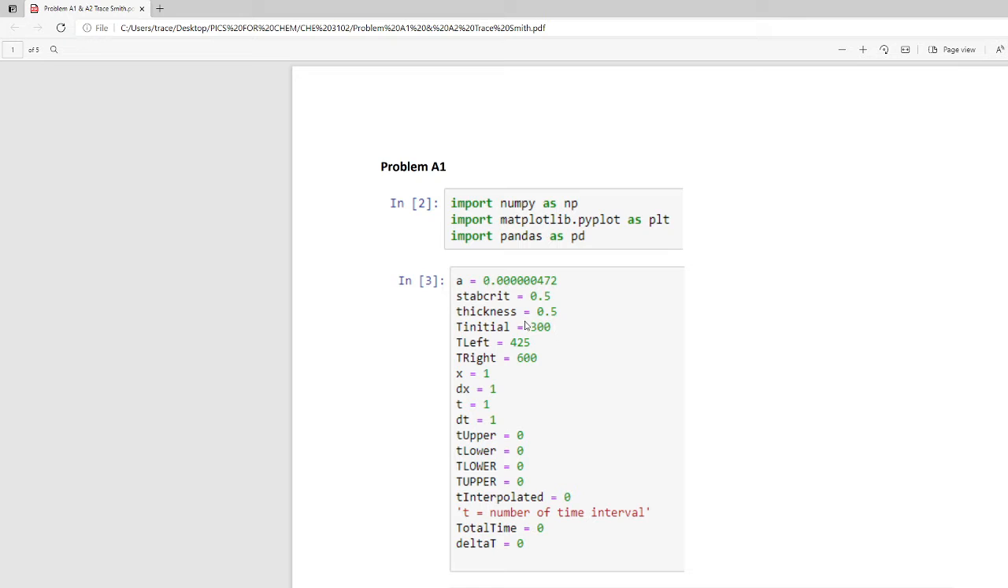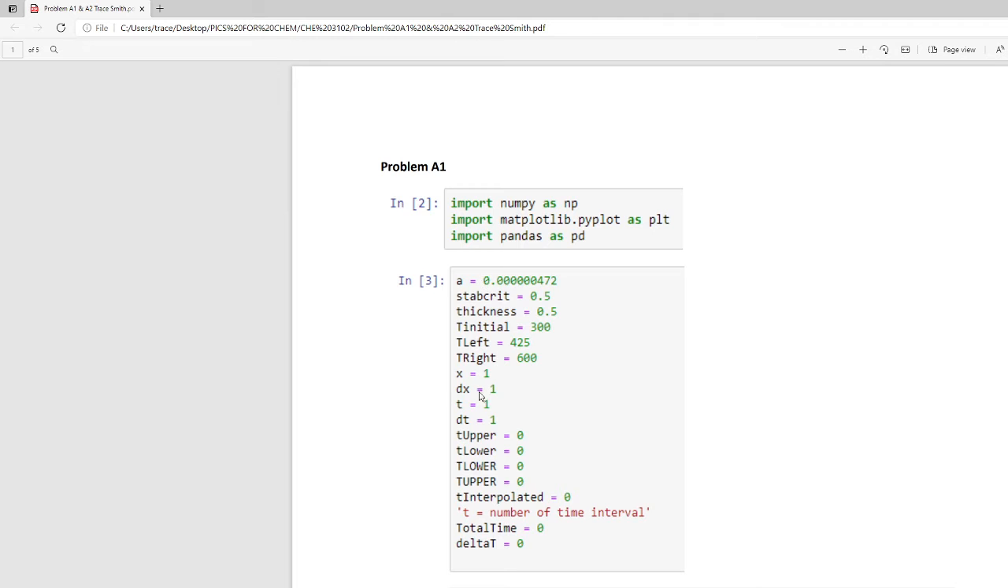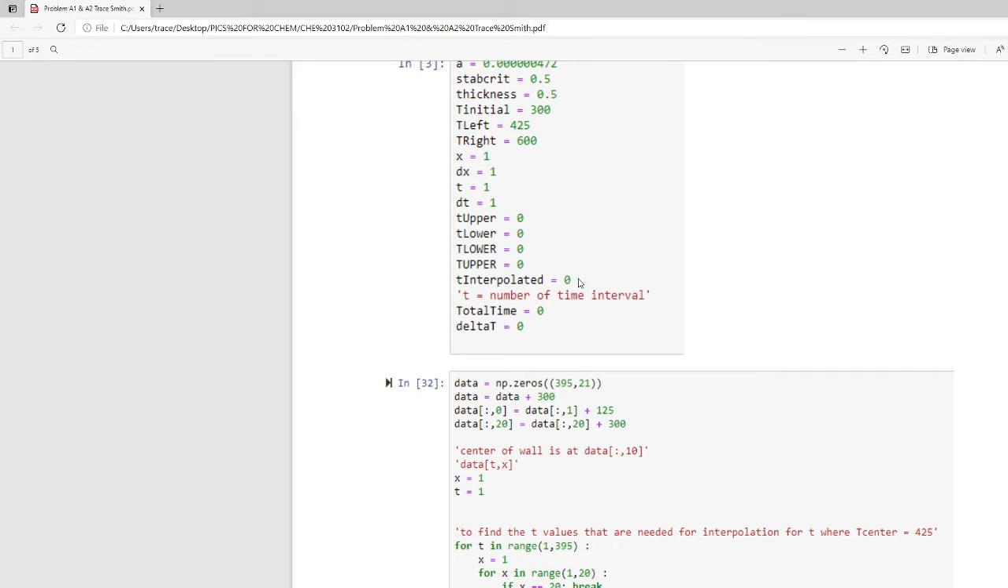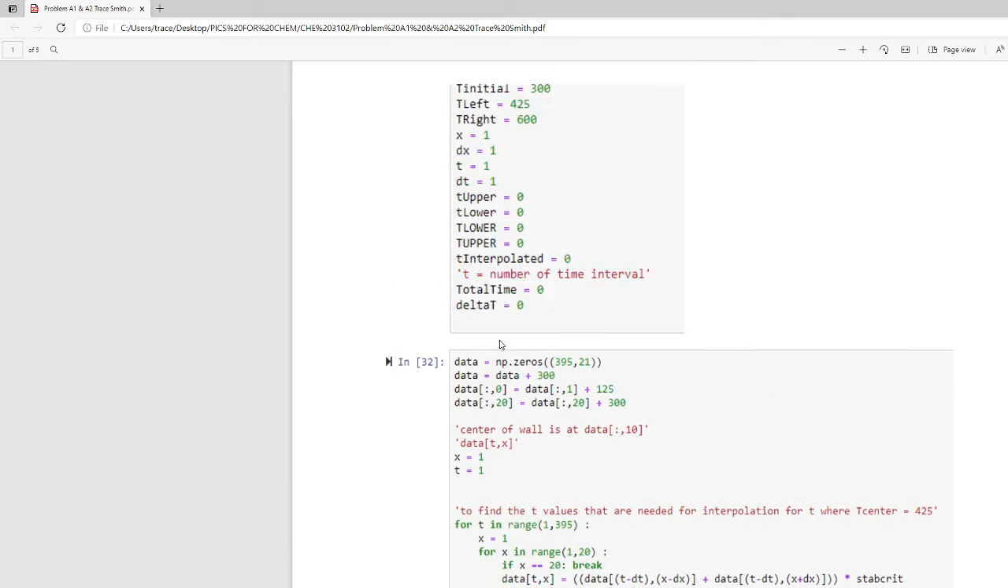I showed that the entire wall would be 300, so I put initial and left and right. These could have been either side, but I just did left and right. But I didn't use these three. My x would start at 1, my change in x would be 1 per step. My t would start at 1, and change in t would be 1 per step. And then I just initialized these variables as well at 0. This is later on for interpolating, and I initialized these variables as well.